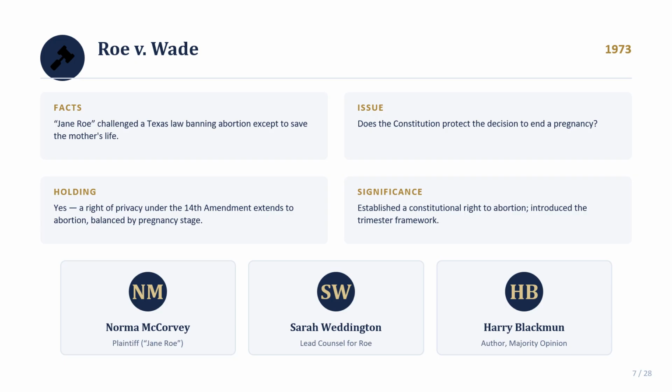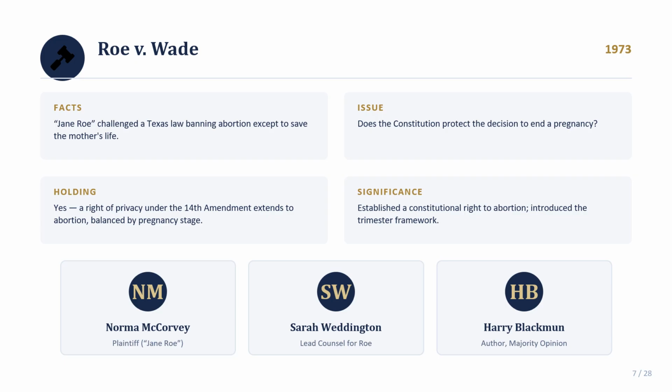But the significance here was that Roe established a constitutional right to abortion and introduced what's called the trimester framework. It was a structure for determining how much the state's regulatory interest could weigh against an individual's privacy rights, depending on how far the pregnancy had actually progressed.